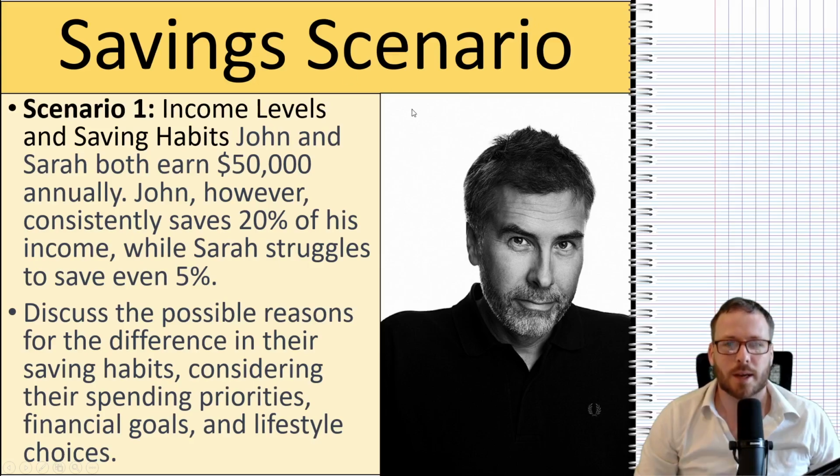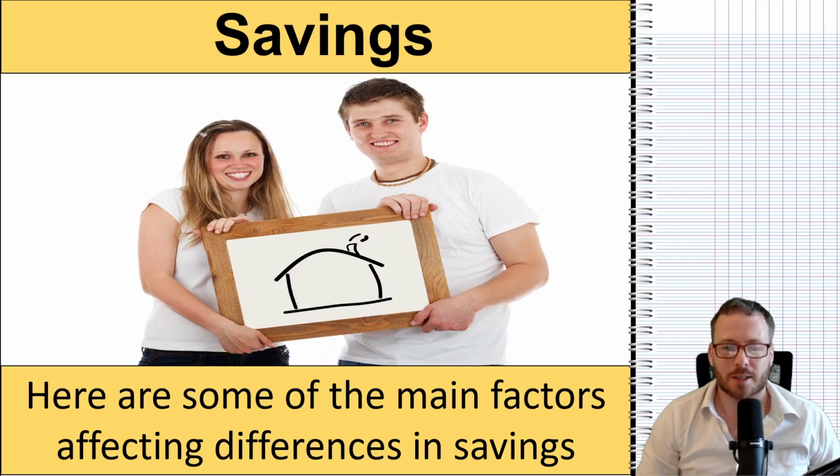Right, moving on. So here's a scenario for you. John saves 20% of his salary and Sarah struggles to save even 5%. What could be the reasons behind this? So, I mean, there's a lot of individual circumstances that we looked at with spending, like gender, hobbies, lifestyle that could lead to this. But in general, what we need to look at is the main factors affecting differences in savings between people. And it's very similar to spending, really.